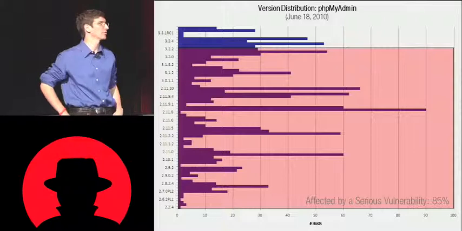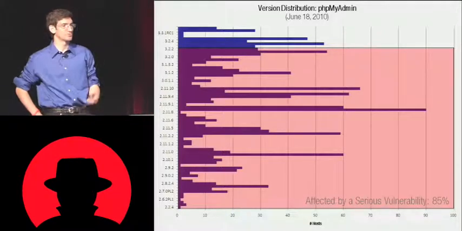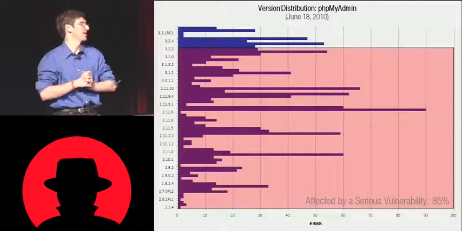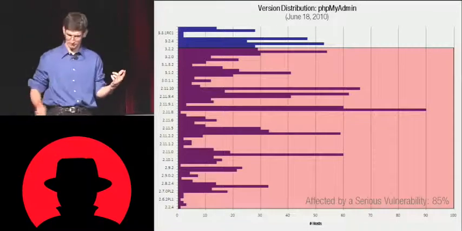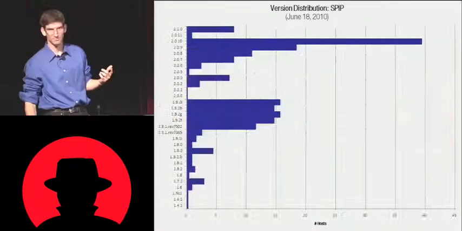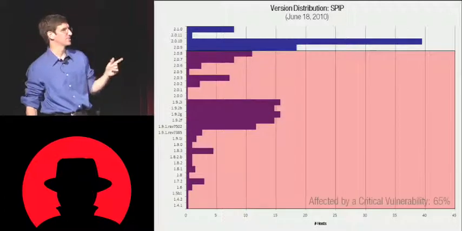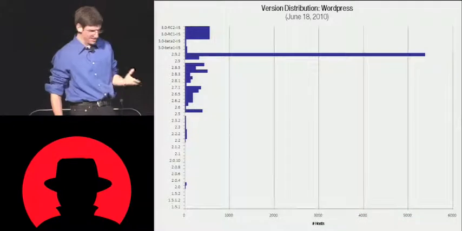System administrators aren't doing any triage about what's going to cause real problems. It's just people don't update. Again, nothing too shocking there. SPIP, a French CMS, 65%, a little bit better. Here's something interesting.